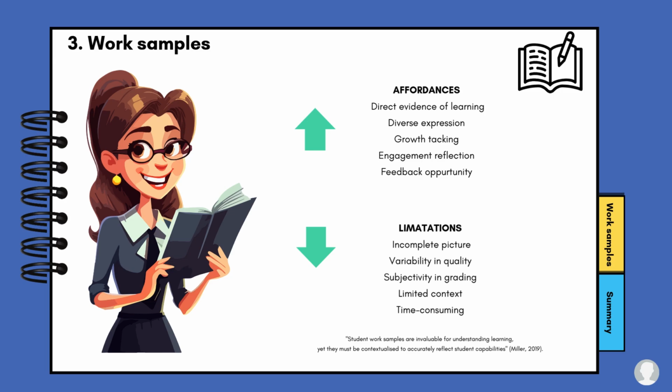Whilst this is valuable information, I need to be mindful of the fact that the sampled information can only provide one side of the picture of learning, as there may be variability in quality and grading may be subjective to the person marking it. Miller enforces this point by acknowledging that data derived from student work samples need to be considered in the context of circumstances of each individual student in order to accurately reflect students' progression.